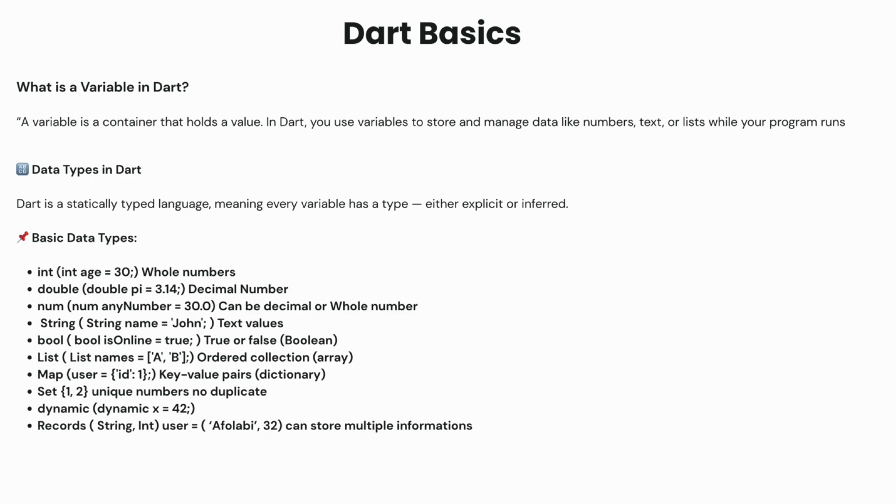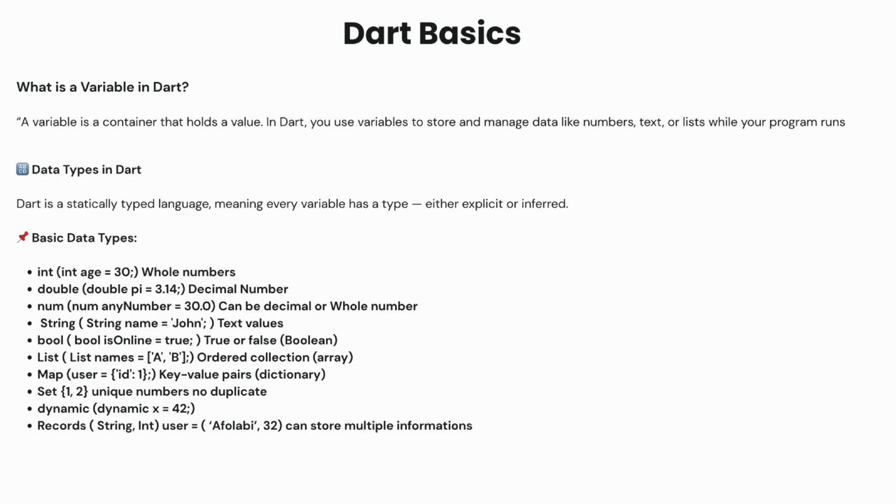When you declare a variable in a strongly typed language like Dart, you need to declare the type of variable you are working with from the very onset. For example, we have integer, double, num, string, bool, list, map, set, dynamic, and record. I'm going to be walking you through all these things one after the other.